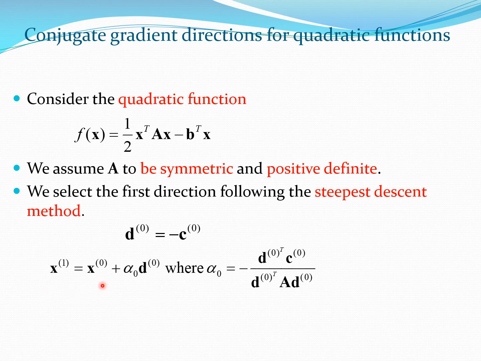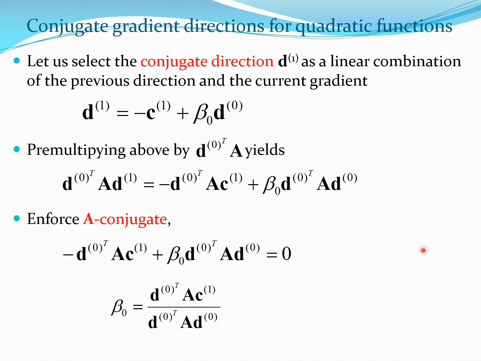x1 is going to be x0 plus alpha 0 d0, and for alpha 0 we have already derived this particular equation. So if we have A, we have d0 from here, we have c0, we can quickly calculate this particular value. So that gives us the starting value of d0, but now we have to calculate d1, d2 and so on. So that's what we'll do next.